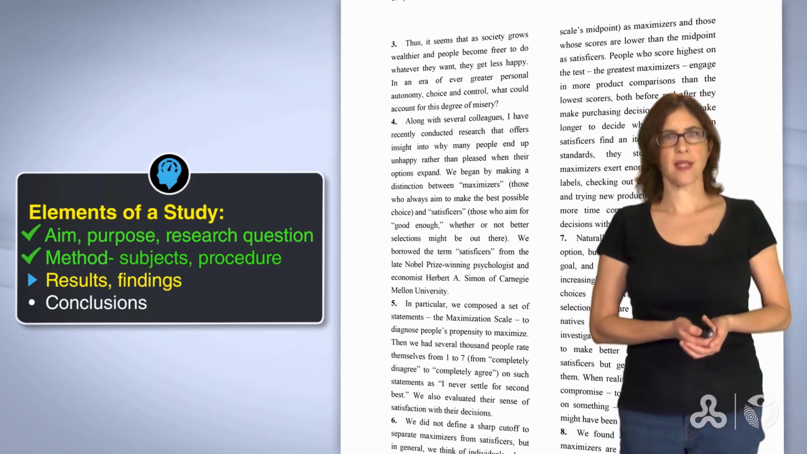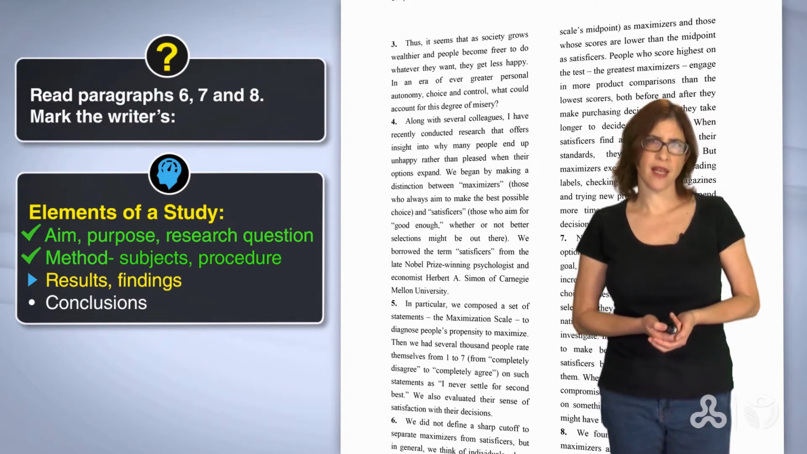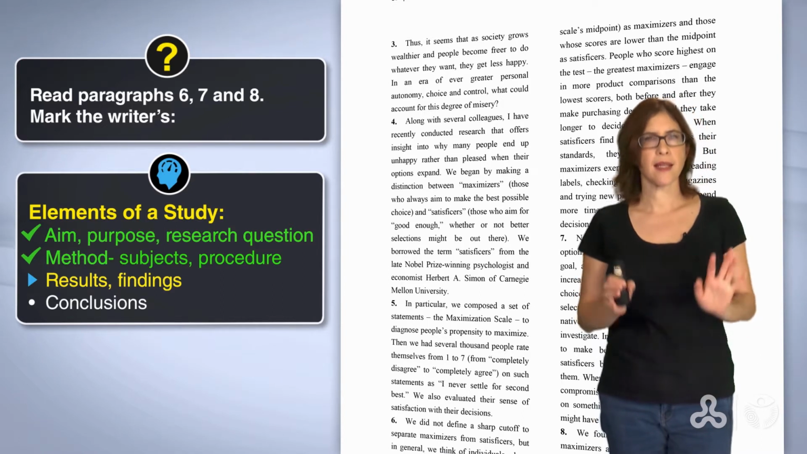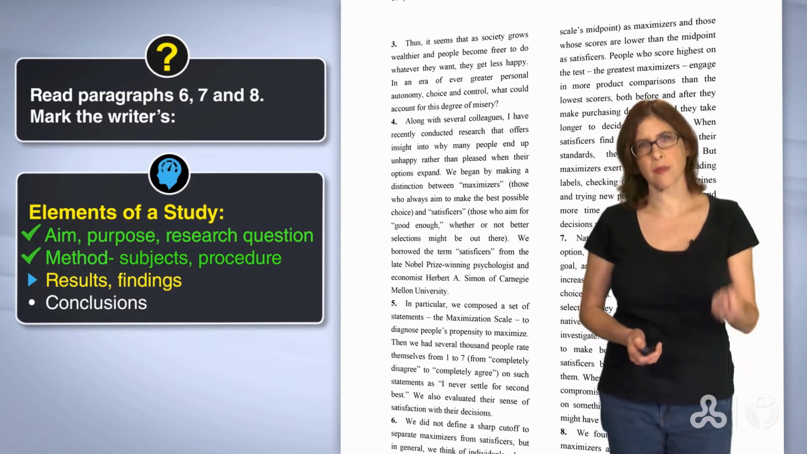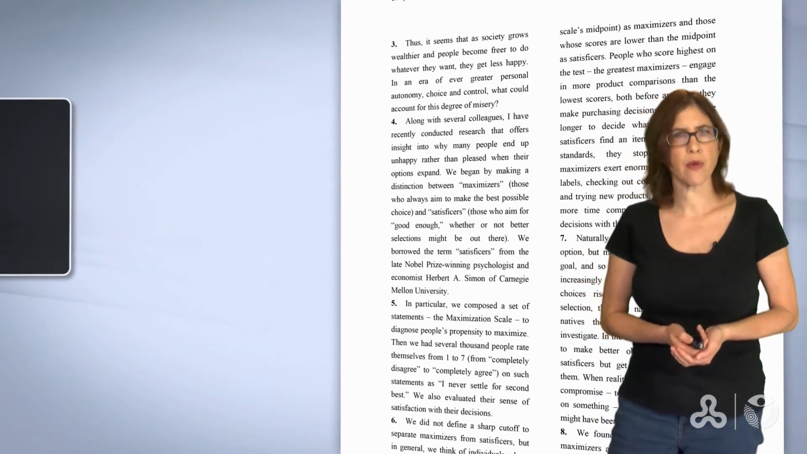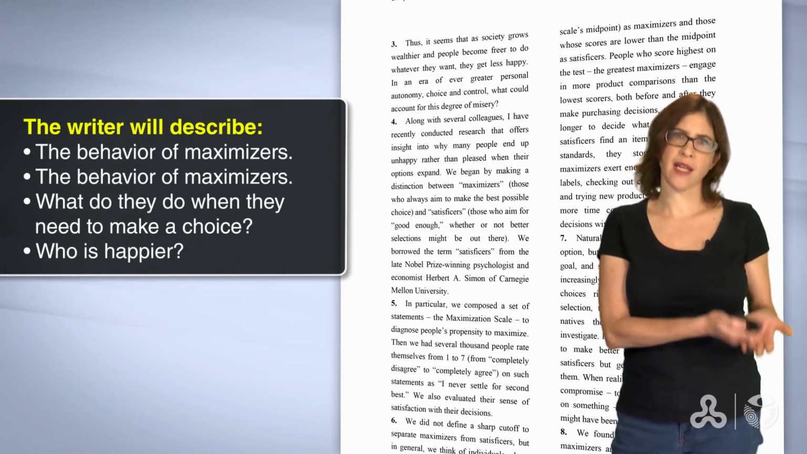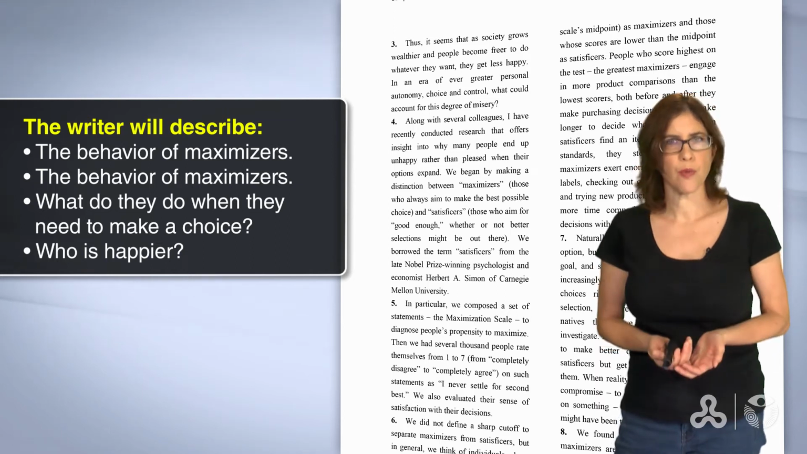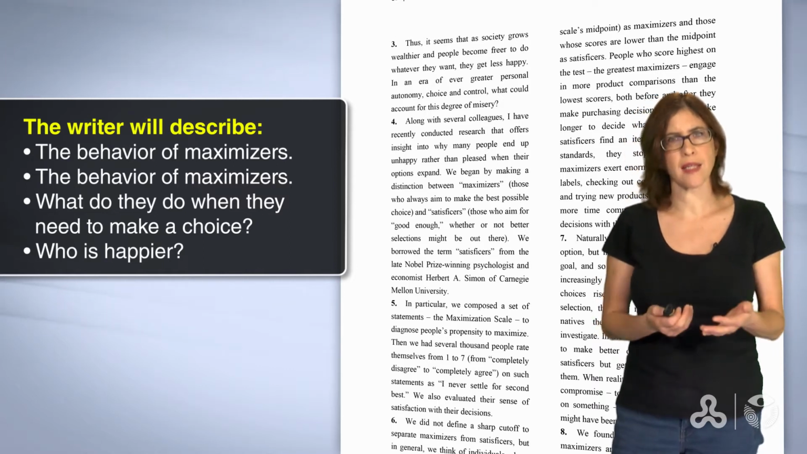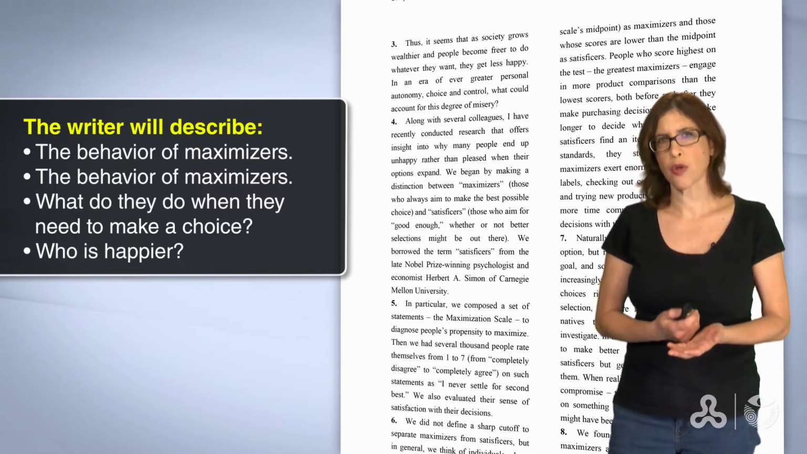Let's continue to paragraphs 6, 7, and 8. Read paragraphs 6, 7, and 8. Mark the writer's results or findings. It's a lot, so I will give you an explanation before we continue. In the next paragraphs, the writer will describe the behavior of maximizers and the behaviors of satisficers. What do they do when they need to make a choice? Also, remember, our research question was asking about people's happiness. So, he will try to see who is happier.